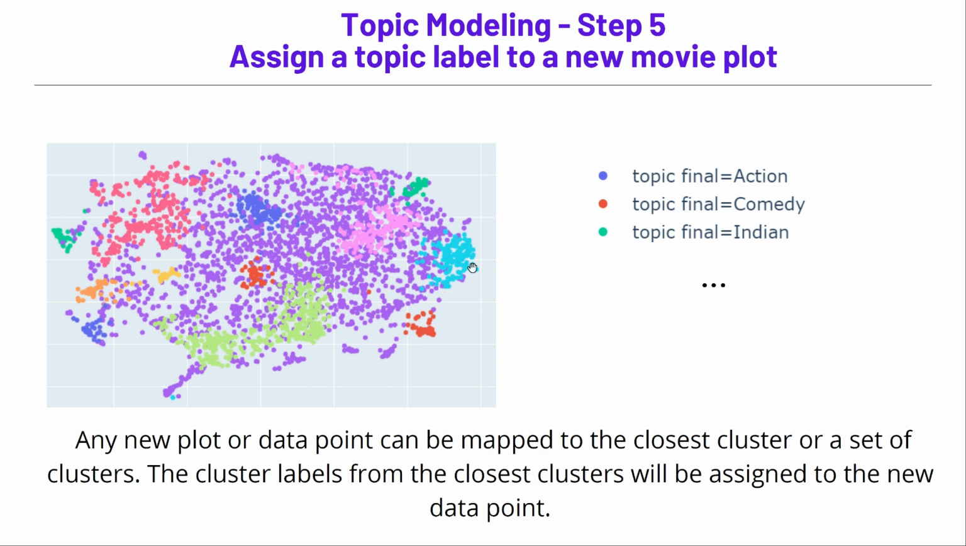Now the beauty is that you can get any new movie plot or data point, and let's say you have 10 clusters, you can store the centroid of each cluster, and for any given new movie plot you can convert that into a vector and see which among these 10 clusters it is closest to, and give the same label as the cluster that it is closest to. Or you can do some kind of soft clustering even.